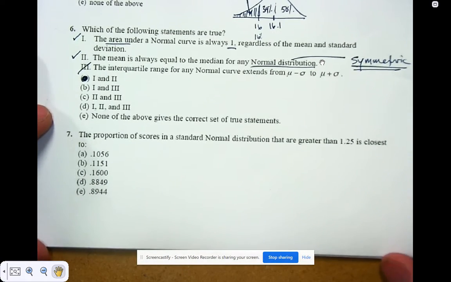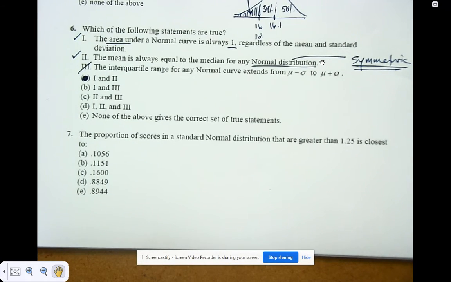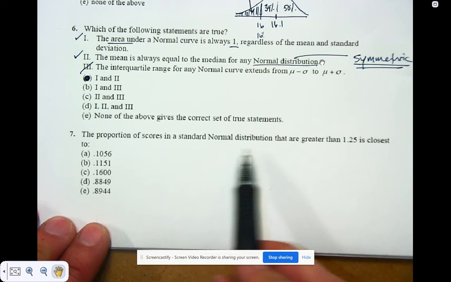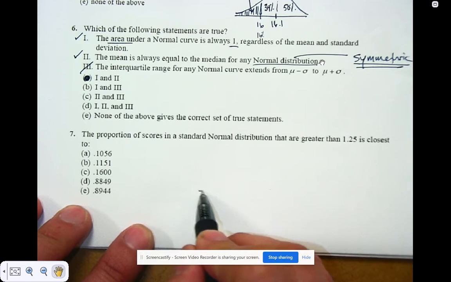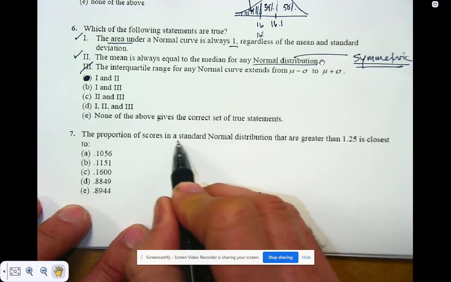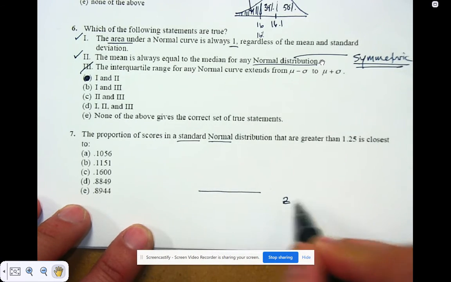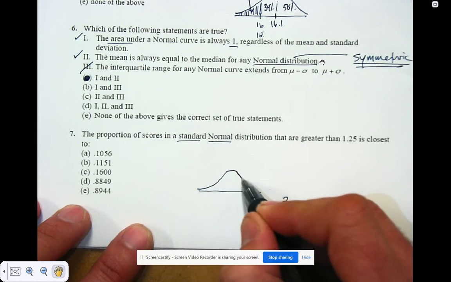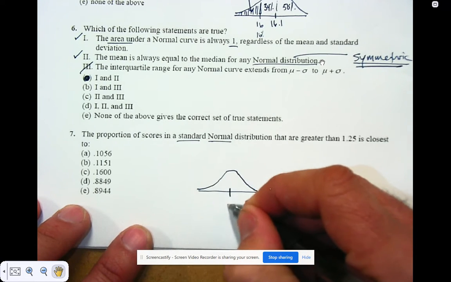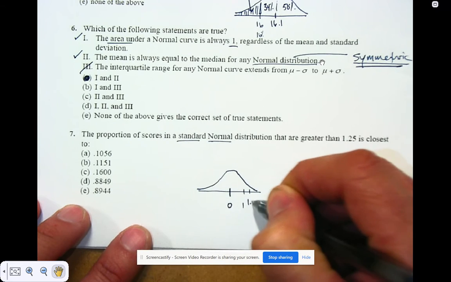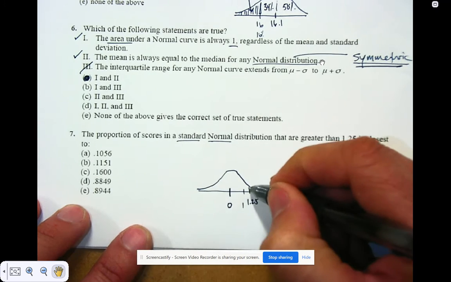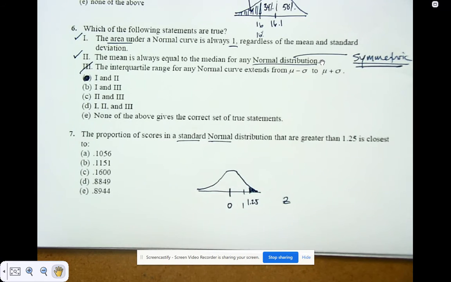Okay, our last one, which is going to be using table A: the proportion of scores in a standard normal distribution that are greater than 1.25. And so what you do here, it says standard normal. That means you're going to do the same symmetric graph, but your mean is 0 and your standard deviation is 1. And so we're looking at 1.25, and you want to know what percent is bigger than that.